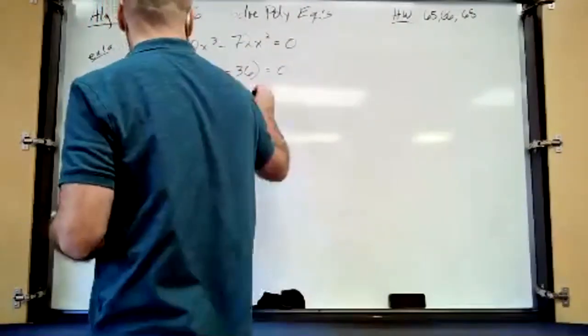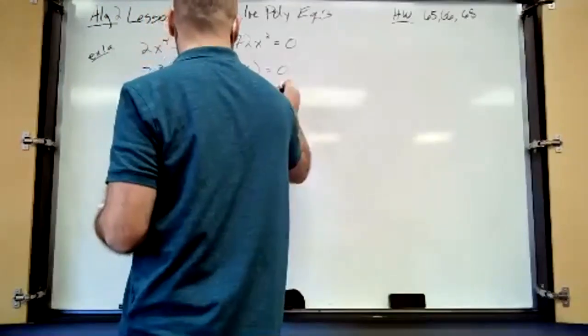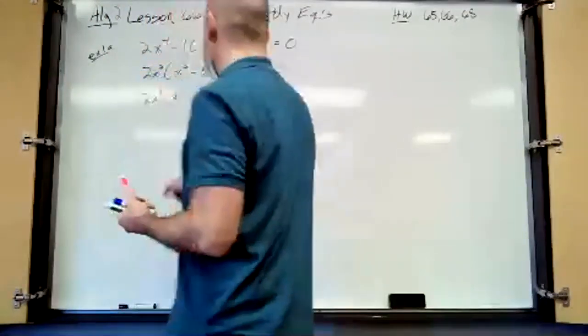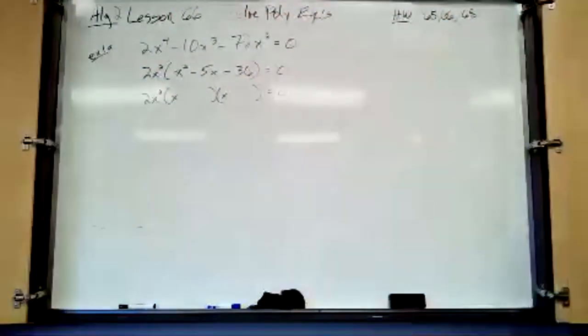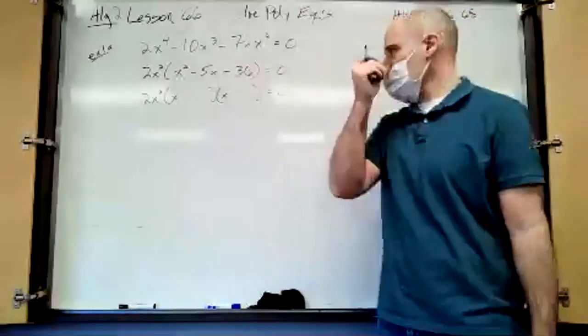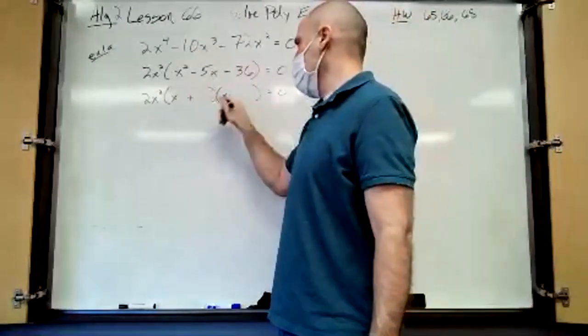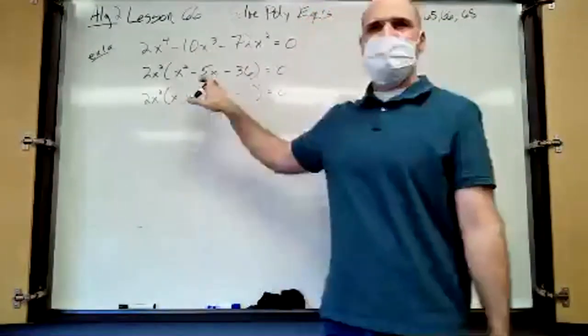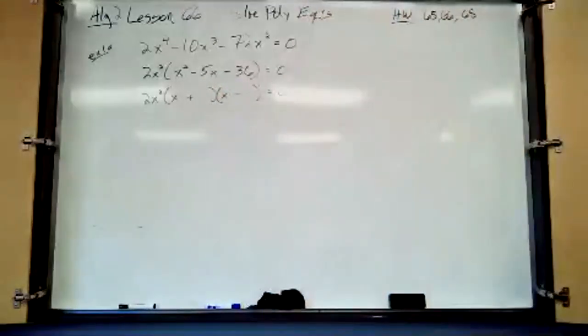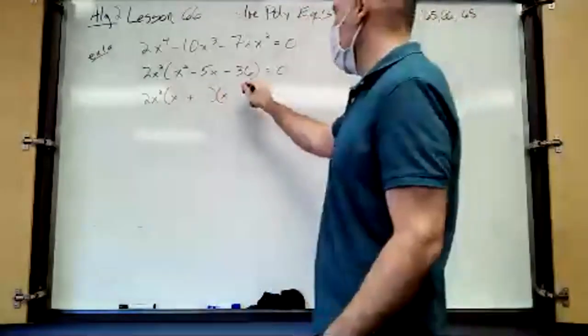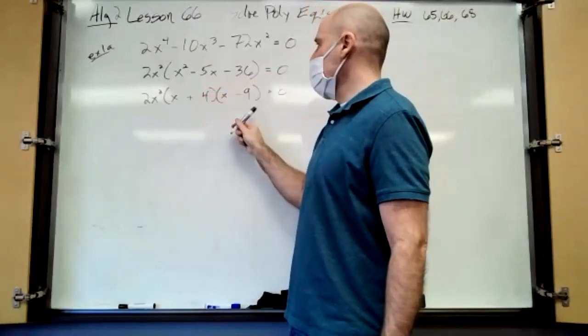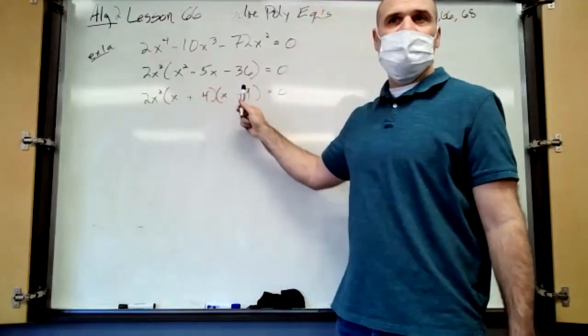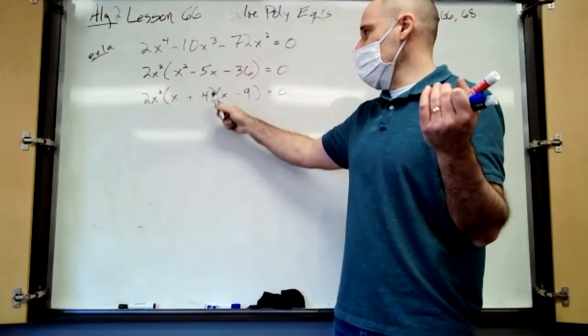What adds to get negative 5x but multiplies to negative 36? It has to be a positive and a negative. And the negative needs to be bigger, right? Because when you add them, it's got to end up with a negative. Negative 9, positive 4. Good. 9 times 4 equals 36, and negative 9 plus 4 is negative 5.